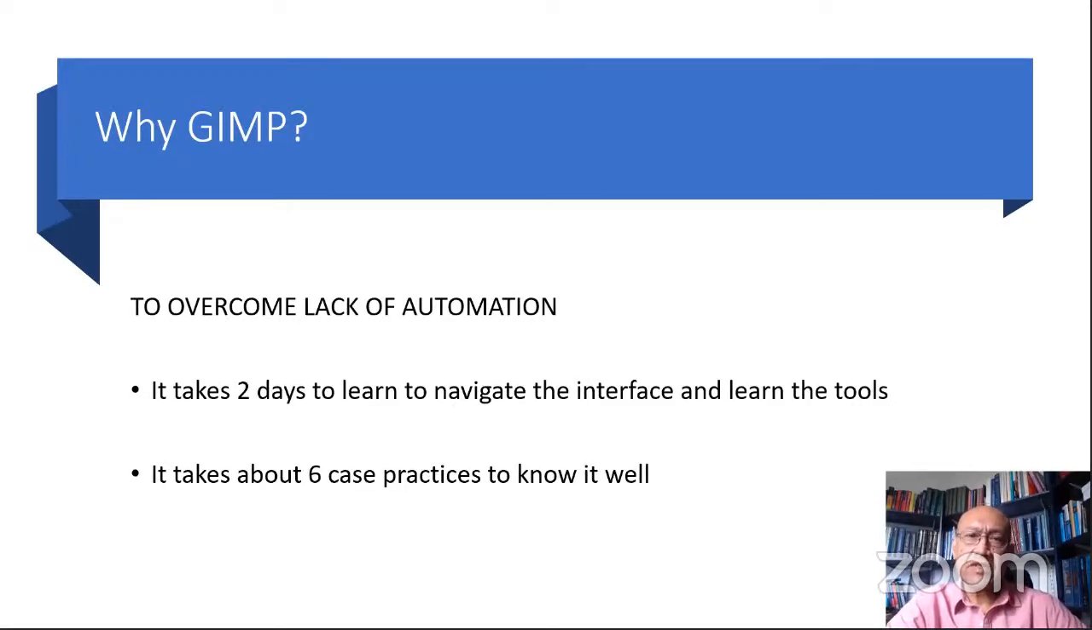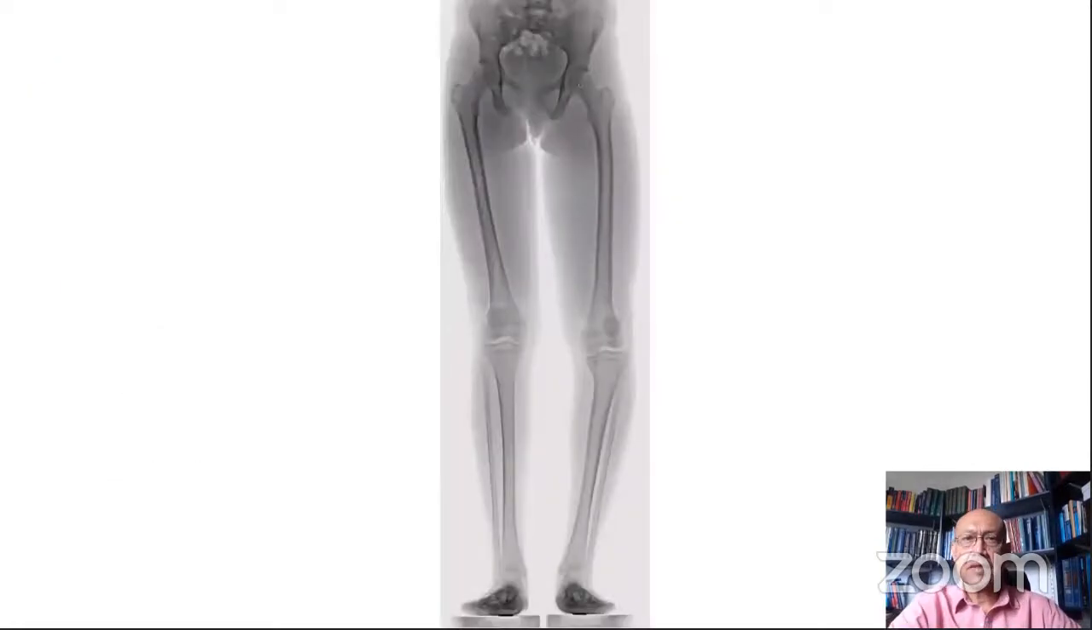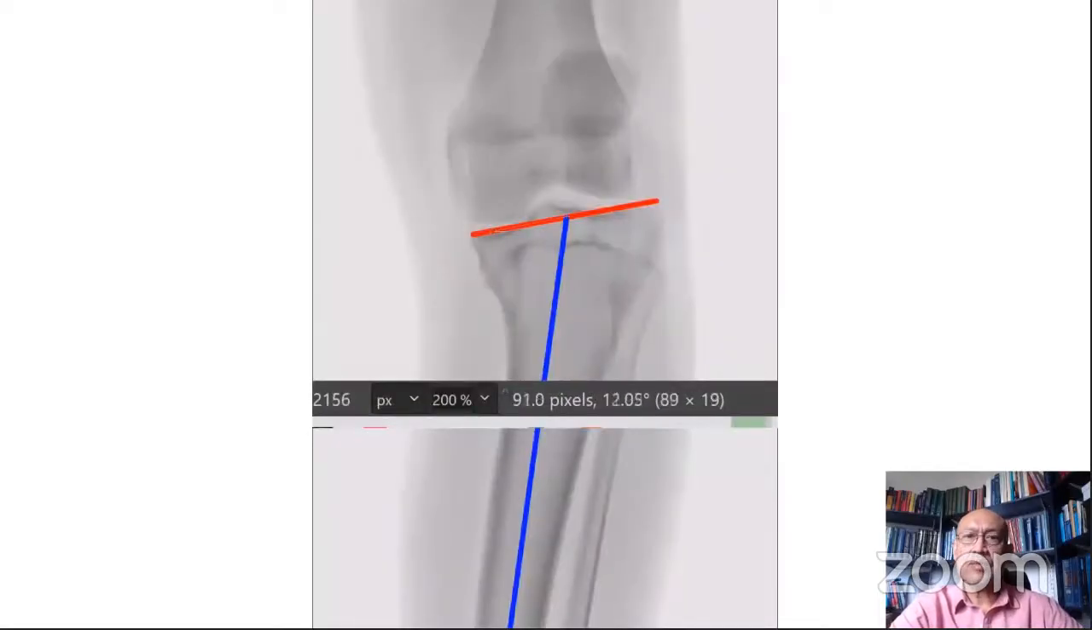The main disadvantage of GIMP is that the steps used in deformity analysis are not automated, but it takes about 2 days to learn the tools and the interface, and probably only 6 cases to practice before you are familiar with the program itself for this purpose. GIMP is able to draw lines on X-ray and measure distances should the X-ray be calibrated. It is also able to measure angles accurately.